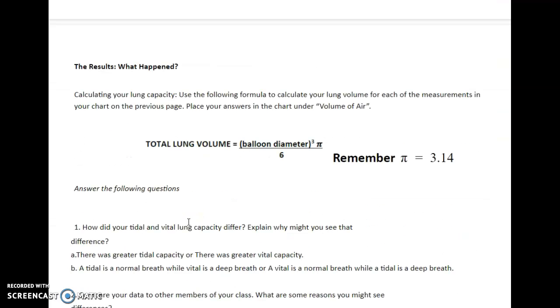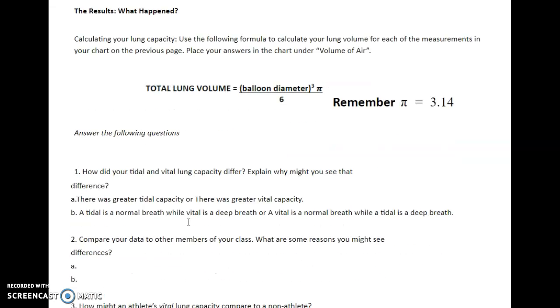Now the next thing is calculating the volume of air and then answering a few questions here. So calculating the volume of air, and you have to use a little bit of a calculator for this one. You're going to take your balloon diameter and you're going to cube that, multiply it by pi, 3.14, and then once you have this amount, please then divide it by 6.